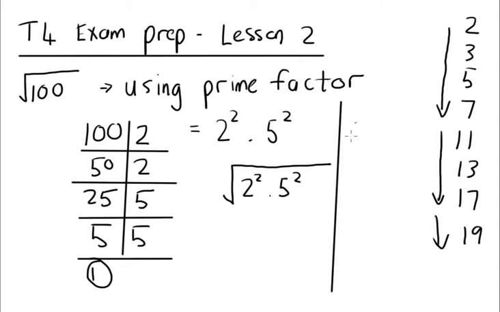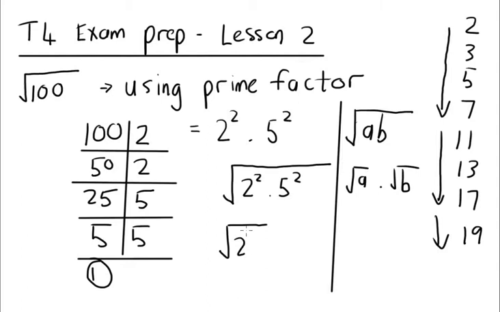If we take one of the basic laws of surds, the square root of AB is the same as the square root of A multiplied by the square root of B. So according to the laws of surds, this would be equal to the square root of 2 squared multiplied by the square root of 5 squared. If you imagine those being A and B, it means that we're allowed to split that up. Do you see that?